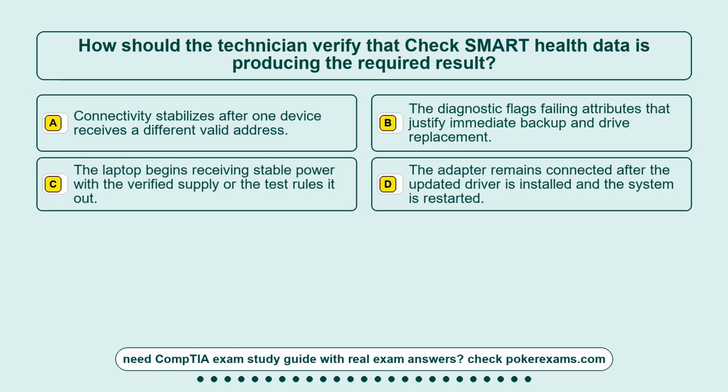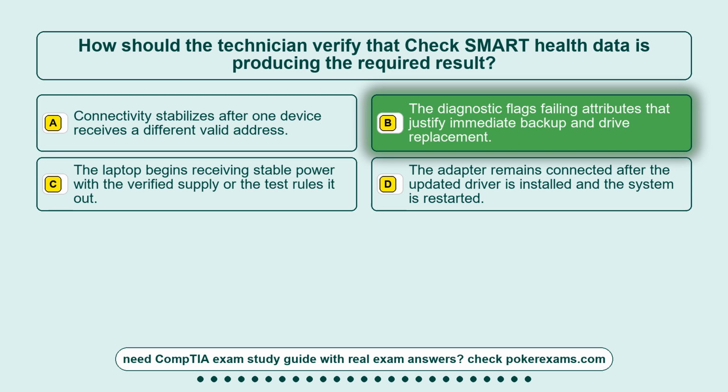Question 5. How should the technician verify that Check SMART Health data is producing the required result? Option A. Connectivity stabilizes after one device receives a different valid address. Option B. The diagnostic flags failing attributes that justify immediate backup and drive replacement. Option C. The laptop begins receiving stable power with the verified supply, or the test rules it out. Option D. The adapter remains connected after the updated driver is installed and the system is restarted.